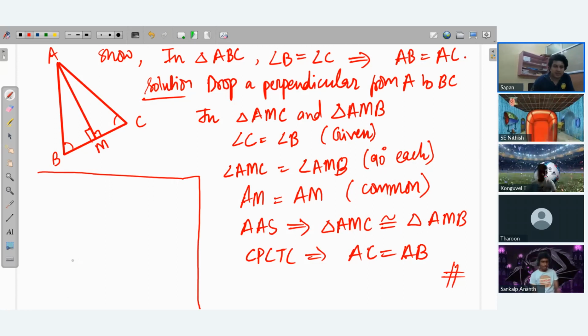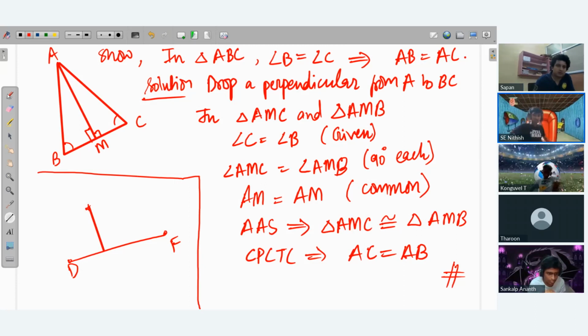I have this line segment, let's call it DF, and I have a point here. I want to drop a perpendicular from this. That perpendicular won't be the midpoint. So can you tell me that DM is equal to MF? No, sir.